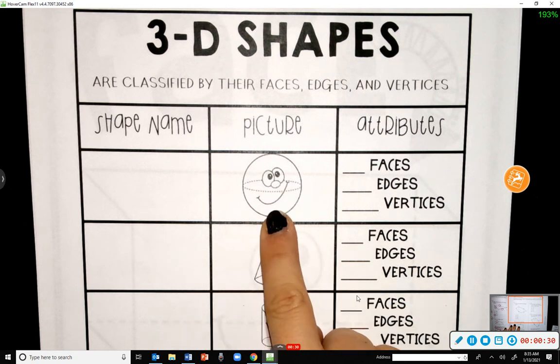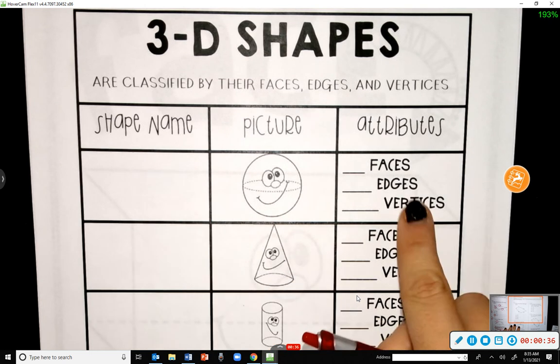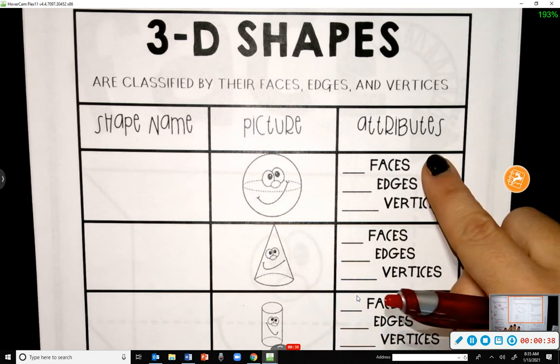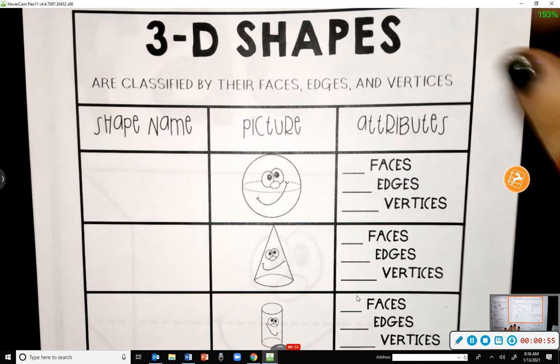Those are kind of harder to draw than it would be a 2D shape. So at least have the shape name and then the attributes, how many faces, edges, and vertices. Have that written down in your math notebook because we will be using it throughout the week to look back at, okay? So first we need to talk about what is a face, an edge, and a vertice. Okay, you learned this in 2nd grade.